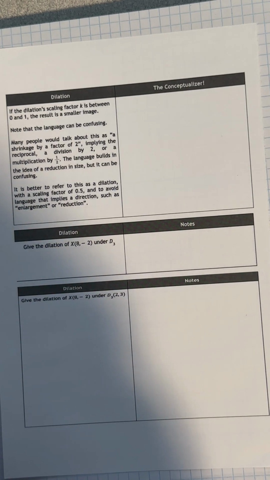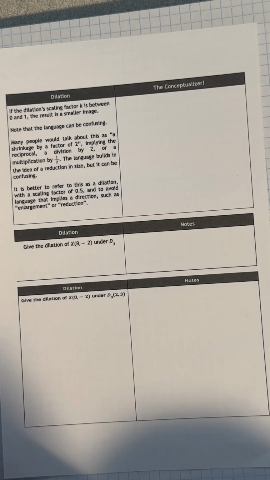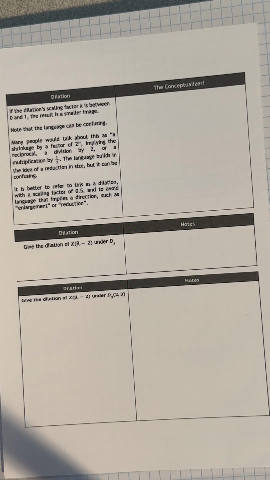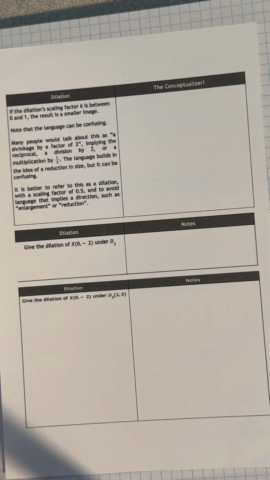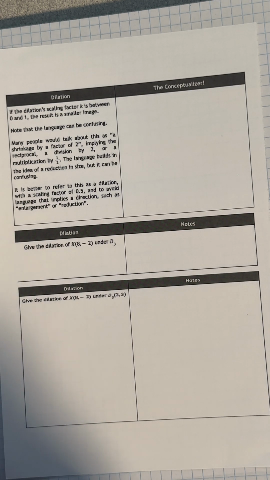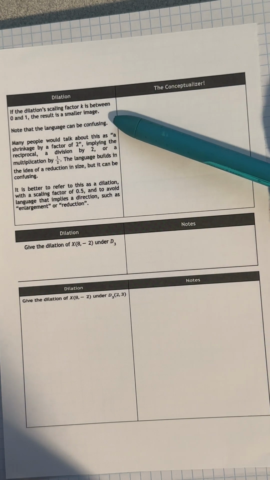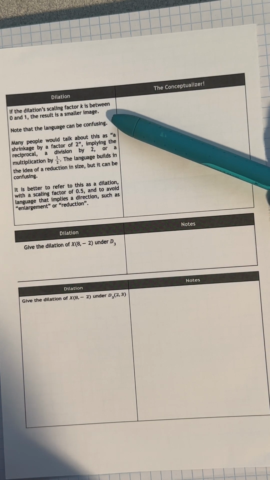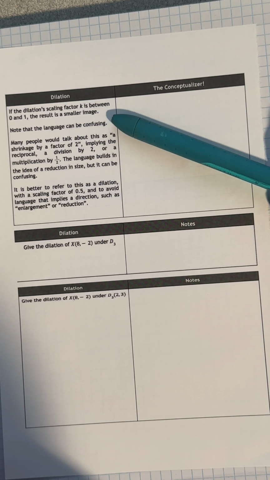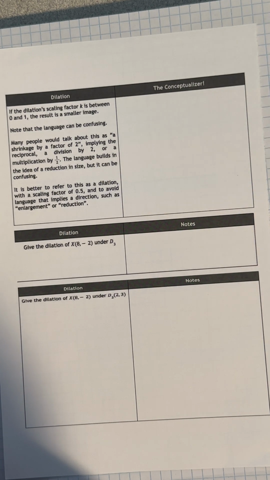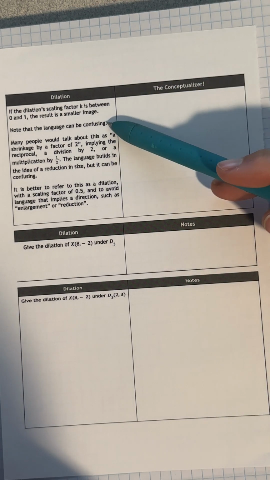So we know with scale factor that things can become larger, and that means that the scale factor is greater than 1, or they can become smaller, shrinkage, and that's when the scale factor is less than 1. So in these notes, it talks about if the dilation scaling factor K is between 0 and 1, the result is a smaller image. So that language can be very confusing.